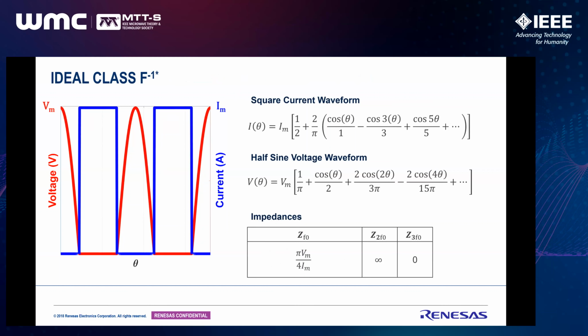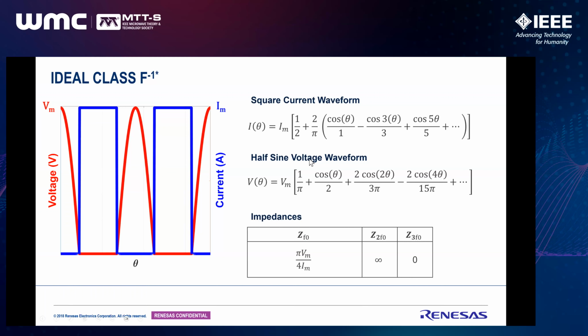A similar thing happens for the inverse class F power amplifier. Here we do the opposite. This is again for ideal inverse class F operation. We have a half sinusoidal voltage waveform, and then we have a rectangular current waveform. So we shape both voltage and current starting from class B. Again, we don't have any overlapping.